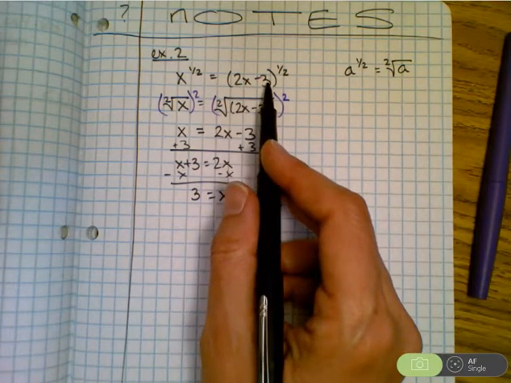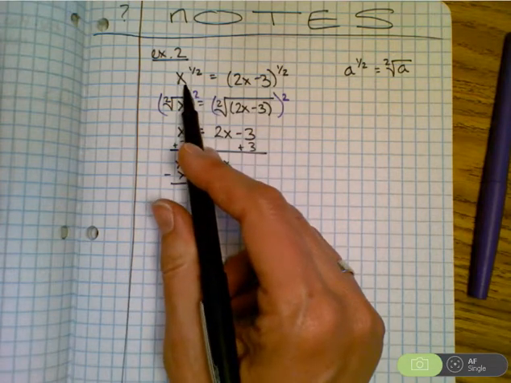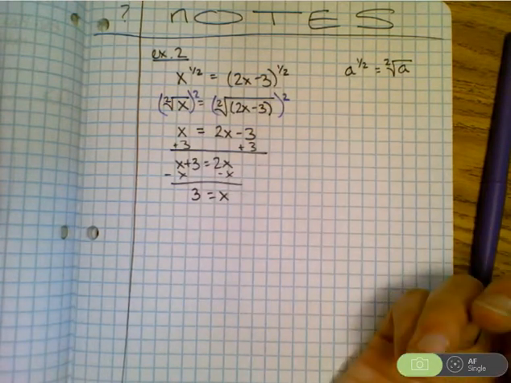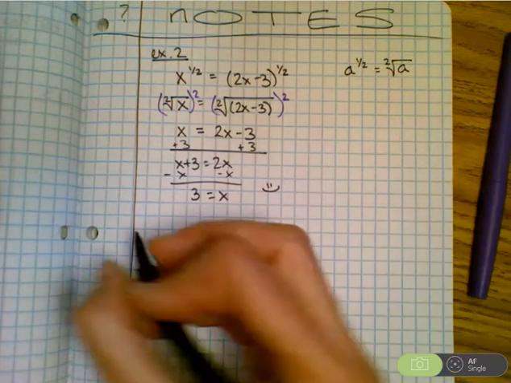So again, we could think about whether that would give us imaginary numbers. 2 times 3 is 6. 6 minus 3 is 3. Over here we just put a 3. 3 to the 1/2 equals 3 to the 1/2. So we are good to go.